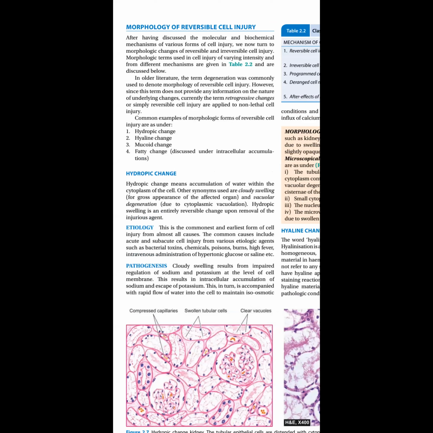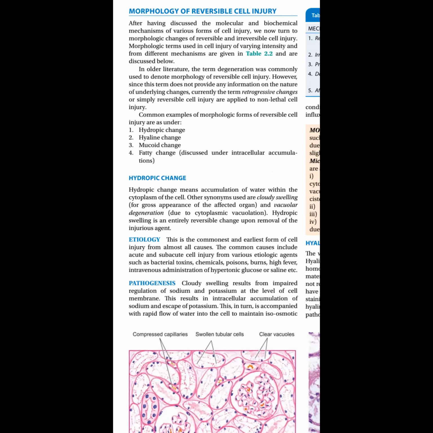In older literature, the term degeneration was commonly used to denote the morphology of reversible cell injury. However, since this term does not provide any information on the nature of the underlying changes, currently the term retrogressive changes or simply reversible cell injury is applied. Now, these are the four normal changes happening. Reversible means if these things are happening, the cell injury can be reversed.